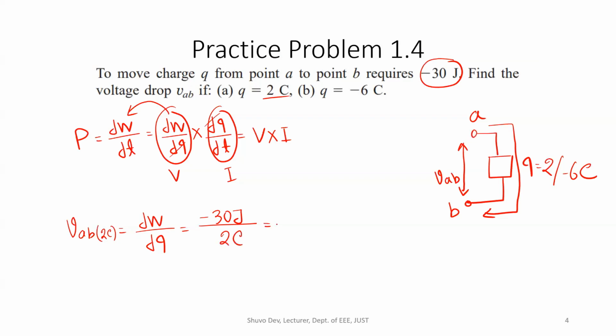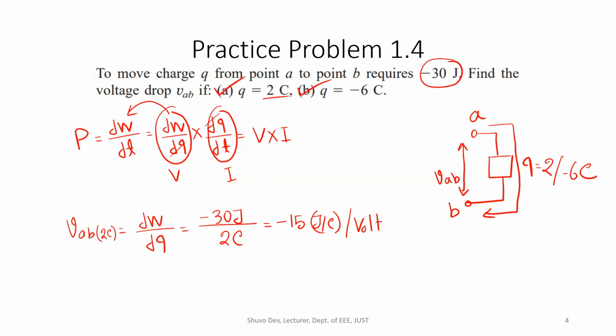So it will be minus 15 joule per coulomb, and the commonly known unit of voltage is volt, joule per coulomb or volt. Similarly, this A is done.